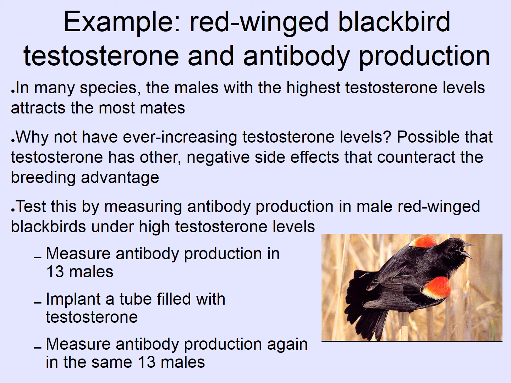They implanted a tube filled with testosterone that dripped into the bird's bloodstream. They let that happen for some amount of time, and they measured antibody production again. Under their research question, we're going to assume that if testosterone has a negative side effect on the immune system, antibody production should go up after testosterone is given to these male birds.